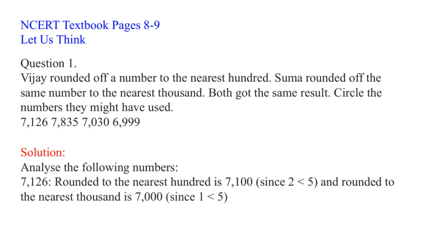Now, here's the puzzle. Vijay rounds a number to the nearest hundred, Suma rounds the same number to the nearest thousand, and they both end up with the same result. Which numbers could they have started with? Let's think it through. Let's look at how rounding works with these numbers.